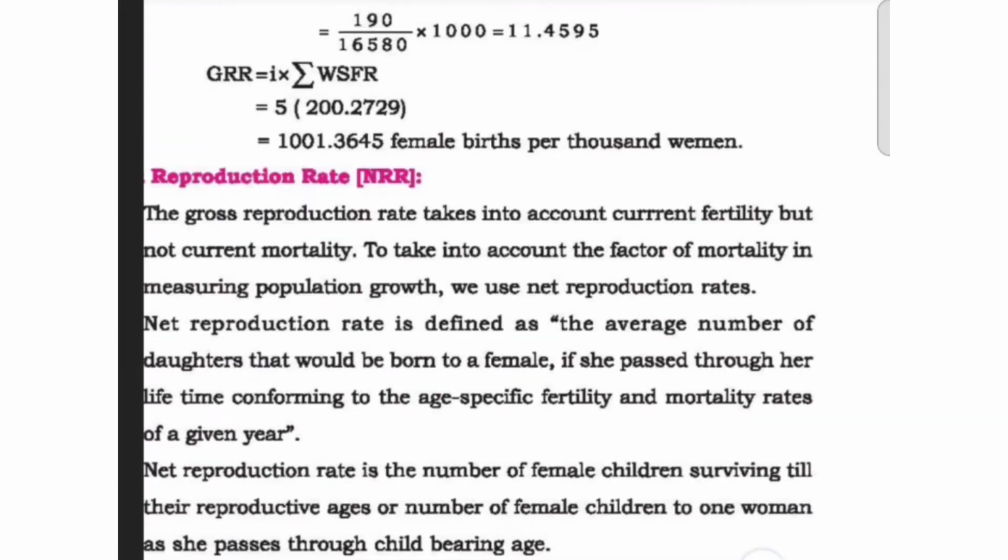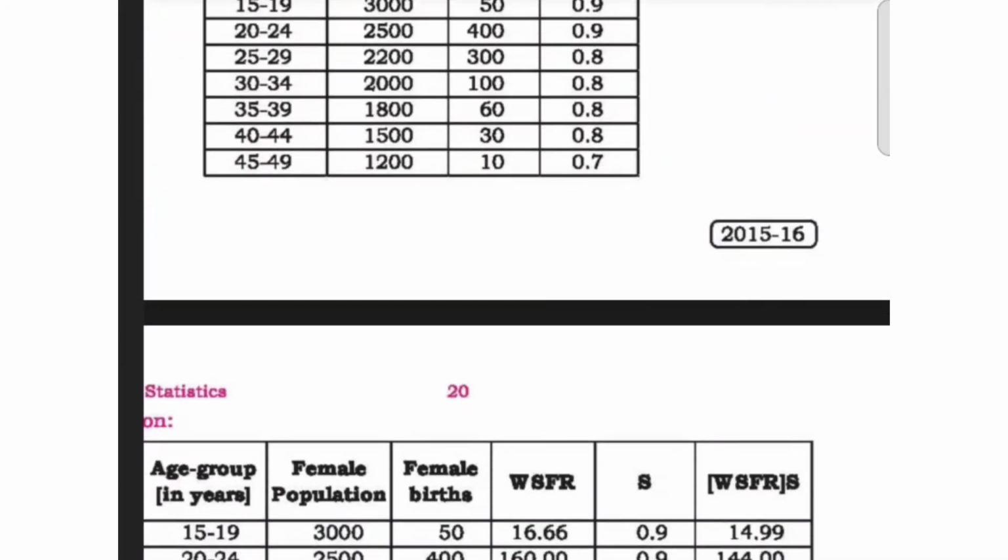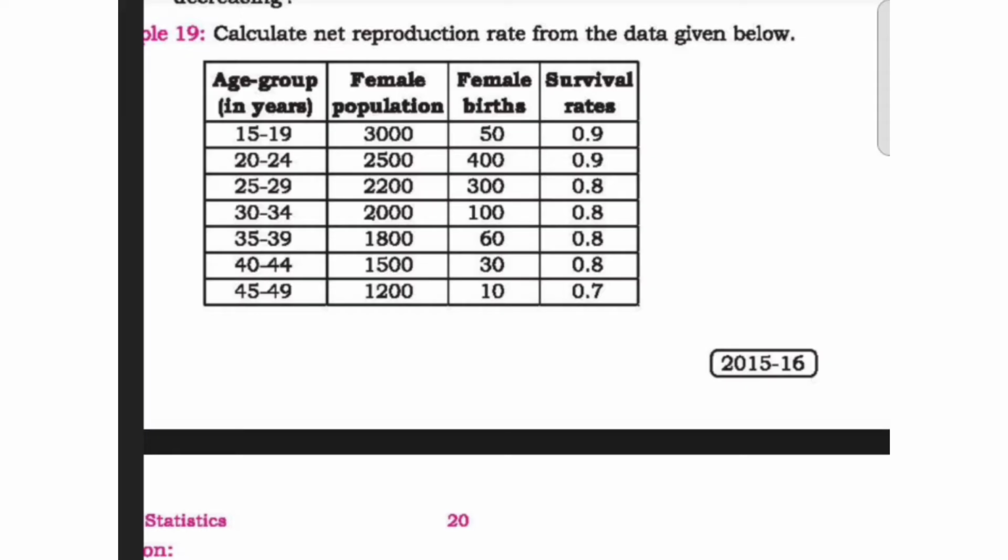Then what is an NRR? How to calculate an NRR problem? Then for NRR they are giving a survival rate as an extra column. In the earlier problem they would give only 3 columns: age, female population, female births. But here, age, female population, female births and survival rate they are giving. That's why you have to calculate.